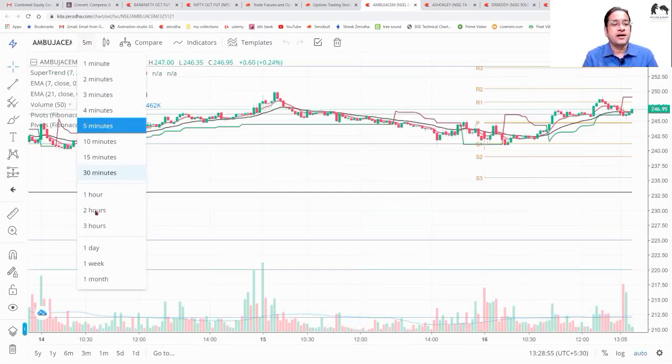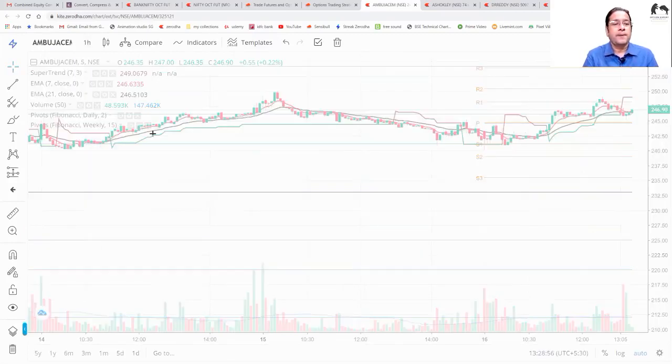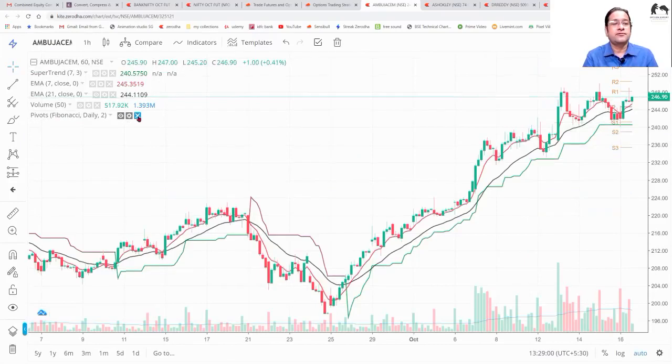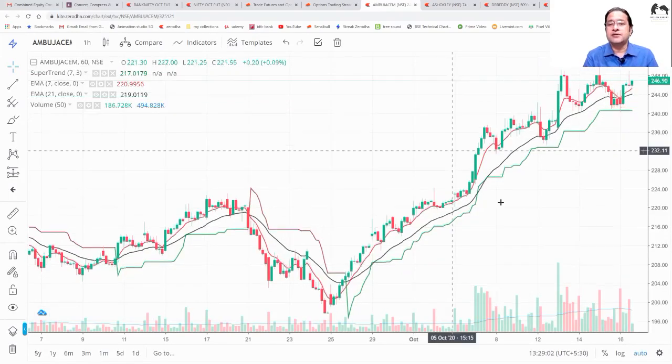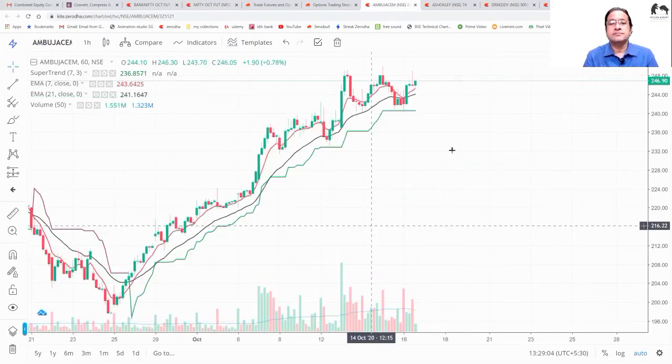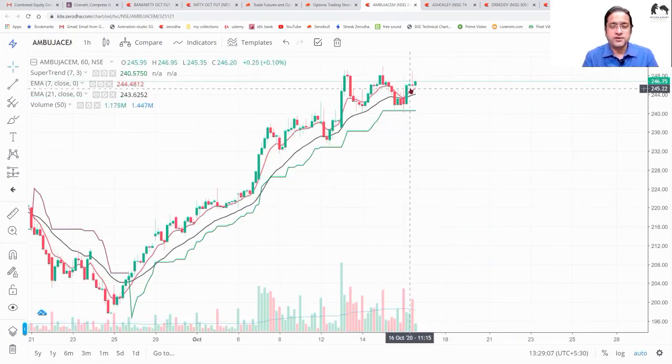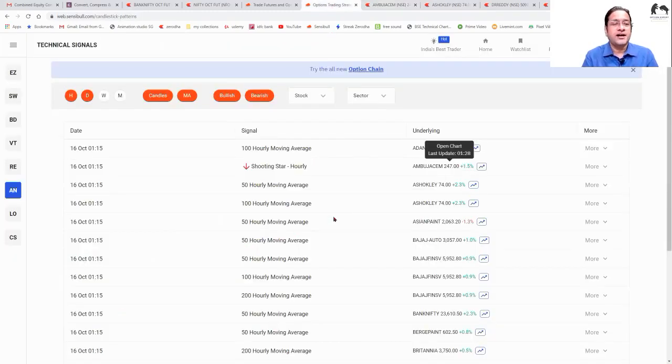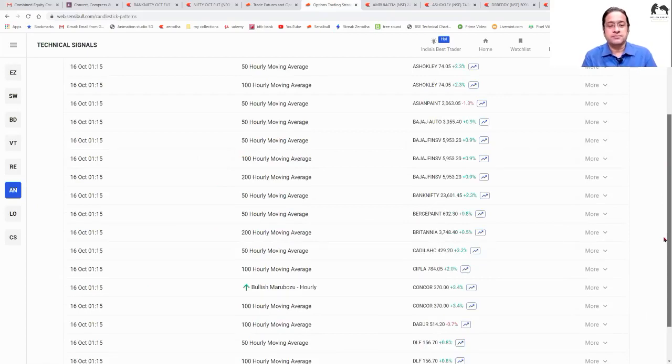So let's get into an hourly chart. This is what they're trying to hint at: a shooting star which has formed. So this is how you can use the screen for some stock selection, whether you are looking at an hourly or a daily chart. This will give you some output based on which you can study the same.